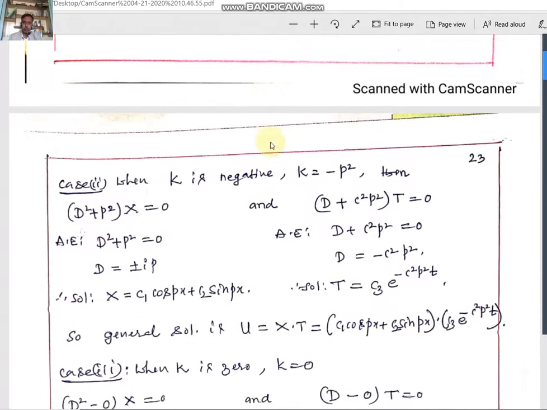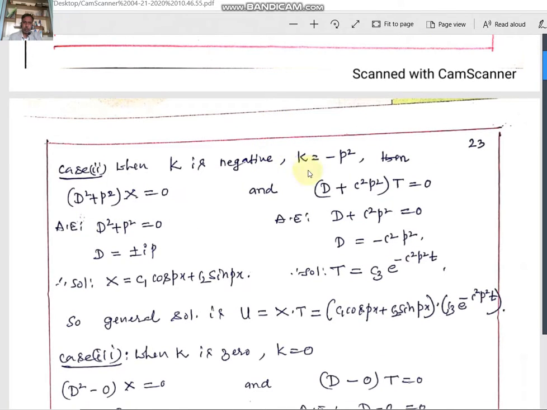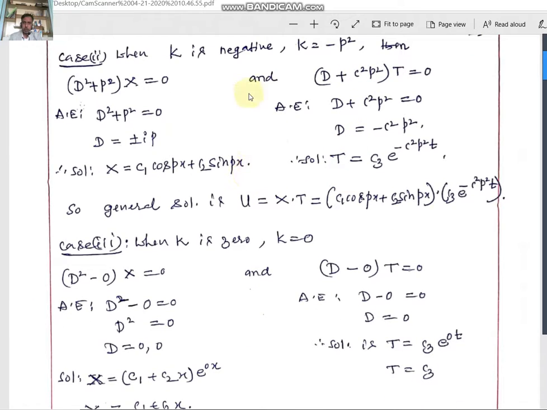Second case, when k is a negative term, k equals minus p square, then our equations will become (D square plus p square) x equal to 0 and (D plus c square p square) t equal to 0. In place of k, we are writing minus p square. Here also minus p square. So the auxiliary equation of the first equation is D square plus p square equal to 0. That is, D equal to plus or minus ip.